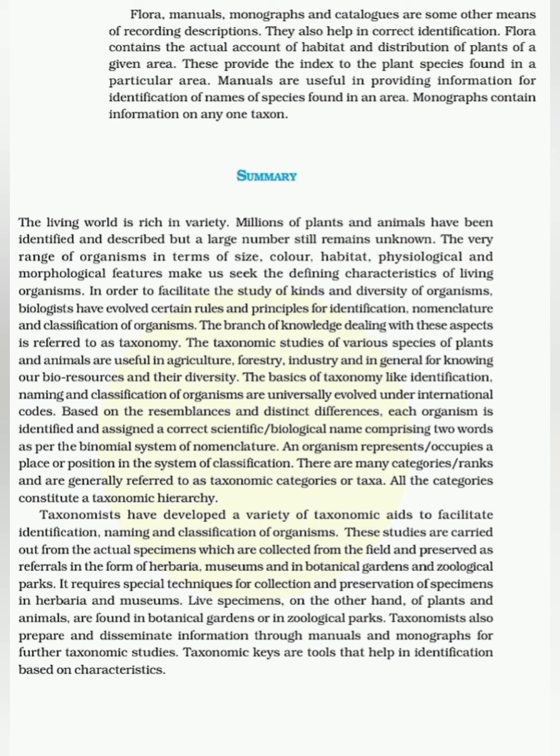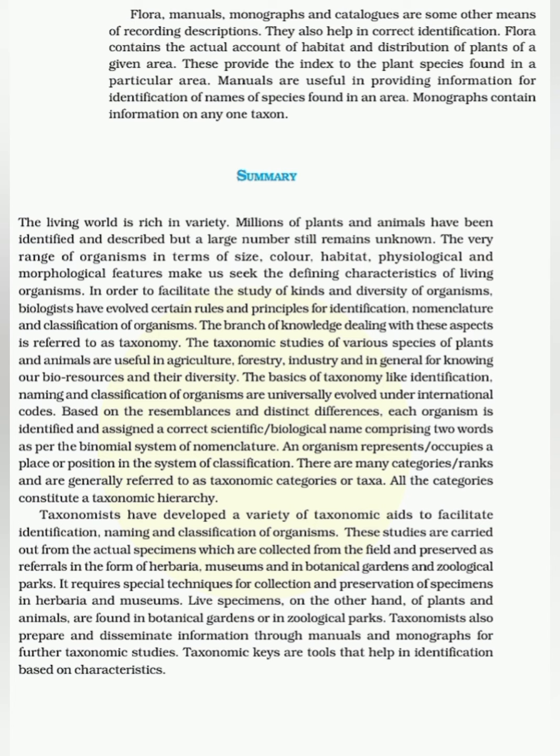Based on the resemblances and distinct differences, each organism is identified and assigned a correct scientific, biological name comprising two words as per the binomial system of nomenclature. An organism represents, occupies a place or position in the system of classification. There are many categories, ranks and are generally referred to as taxonomic categories or taxa. All the categories constitute a taxonomic hierarchy.